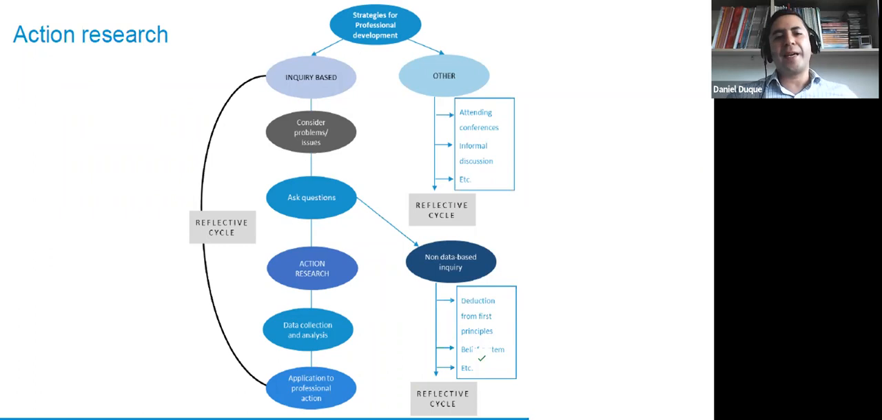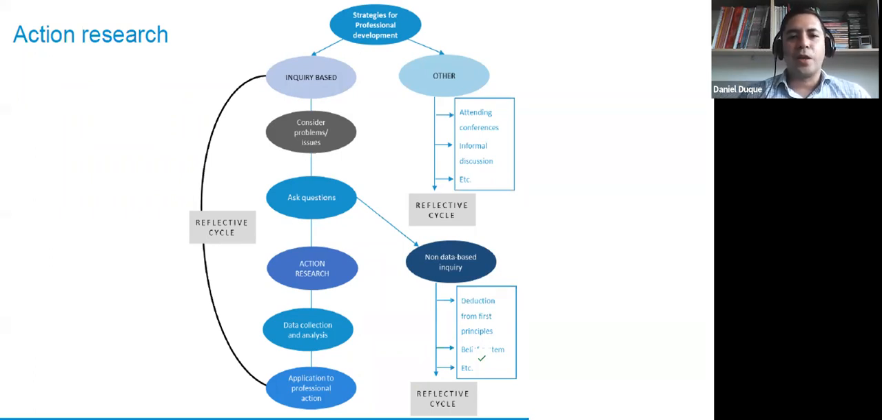So how can we carry out action research? Once again, this type of chart might seem a bit complicated, but they are not. The process of critical reflection can be developed through action research. Action research is basically a small scale research project carried out by teachers in their own classroom.